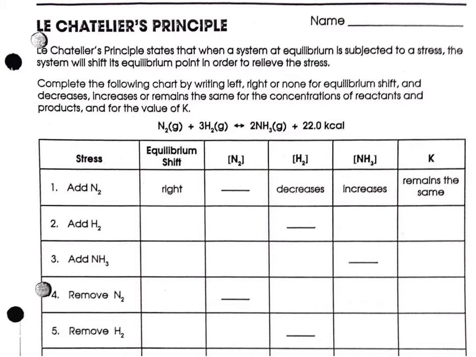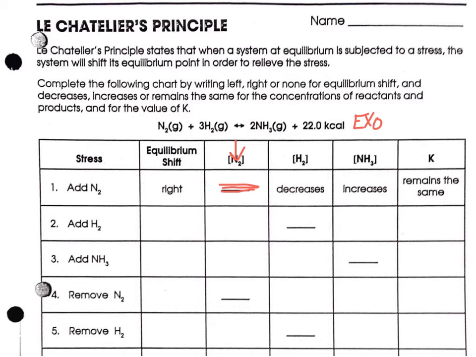And what we have again is the Haber process. Right here, N2 plus 3H2 goes to ammonia. They're showing that it's exothermic. And what happens in this particular chart is that they're showing you which one they're changing. So in this case, we're adding nitrogen. So this is the variable we're changing right here. And then we're asked what is happening to H2 and NH3 and what happens to the equilibrium constant.